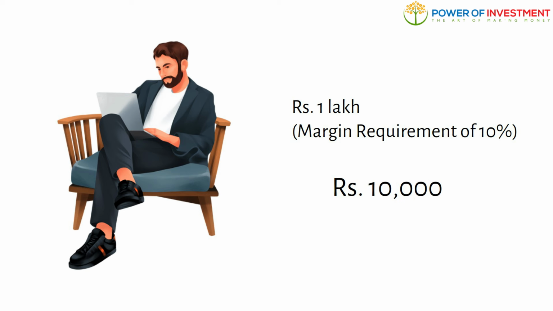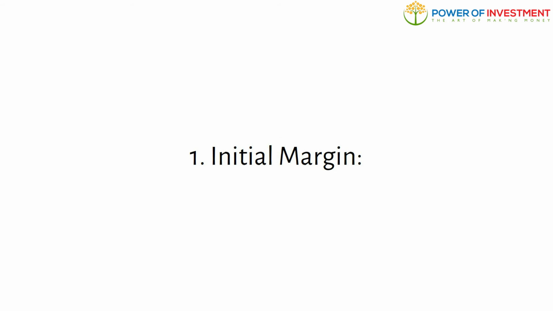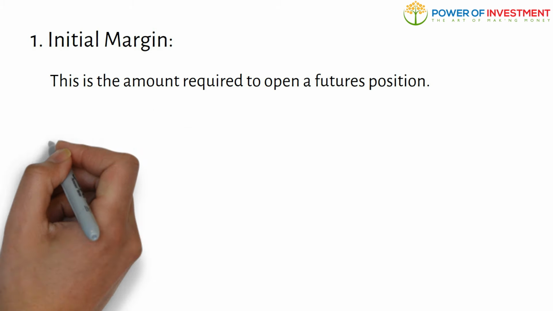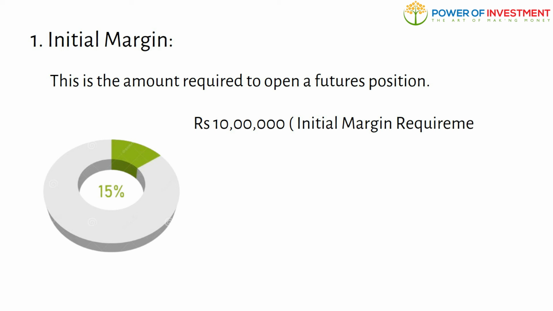Now let's break down the two main types of margins you need to be familiar with: initial margin and maintenance margin. Initial margin: this is the amount required to open a futures position. It is usually a percentage of the total value of the contract. For example, if you want to buy a futures contract worth 10 lakh rupees and the initial margin requirement is 10%, you need to deposit 1 lakh rupees.